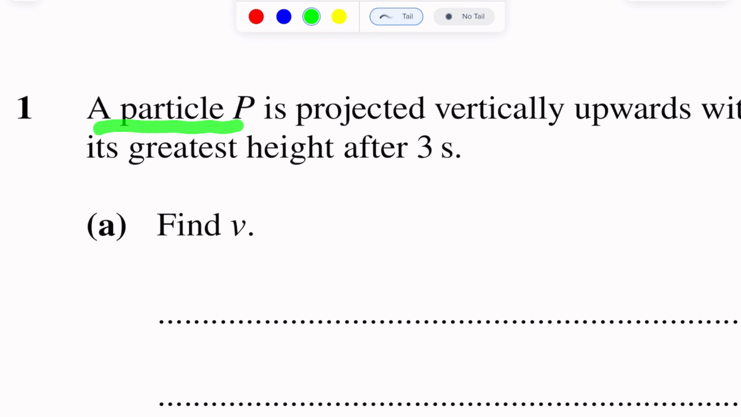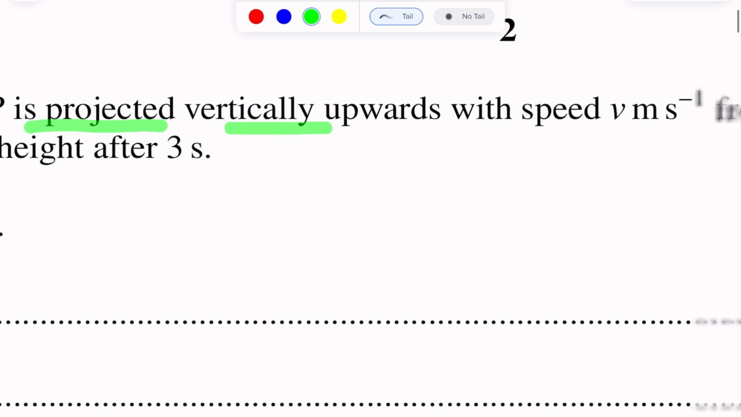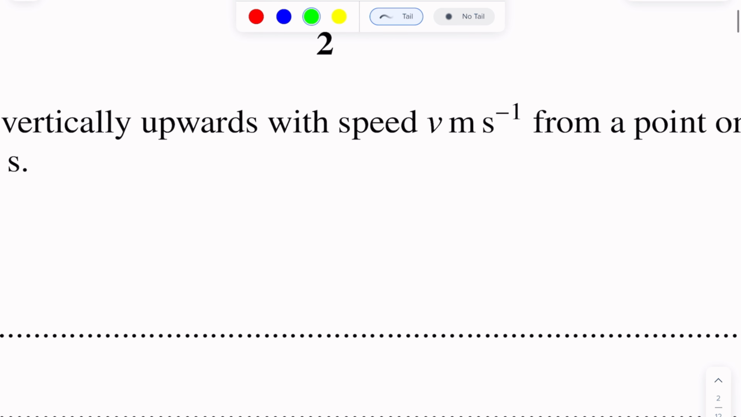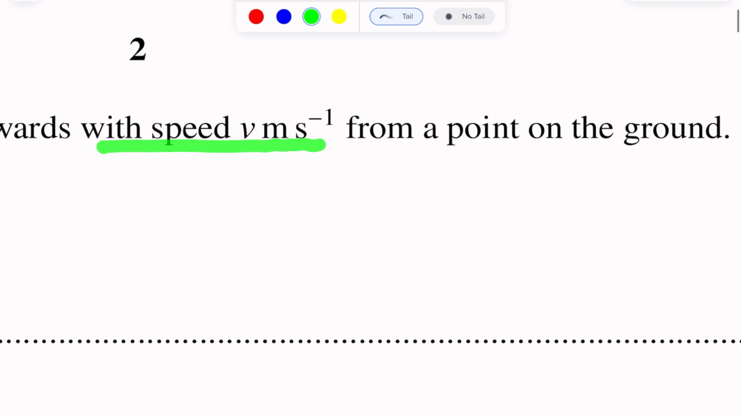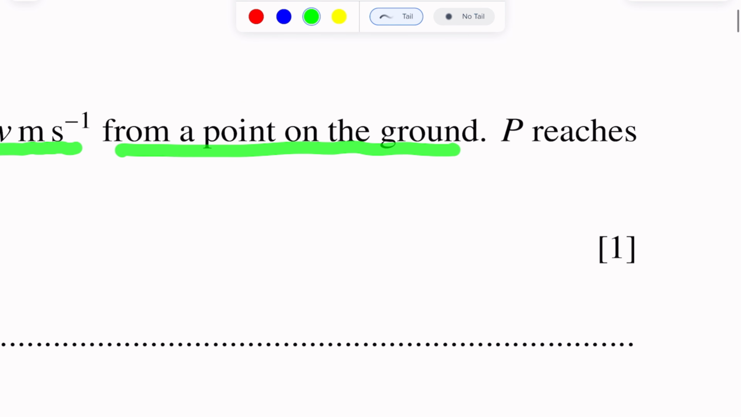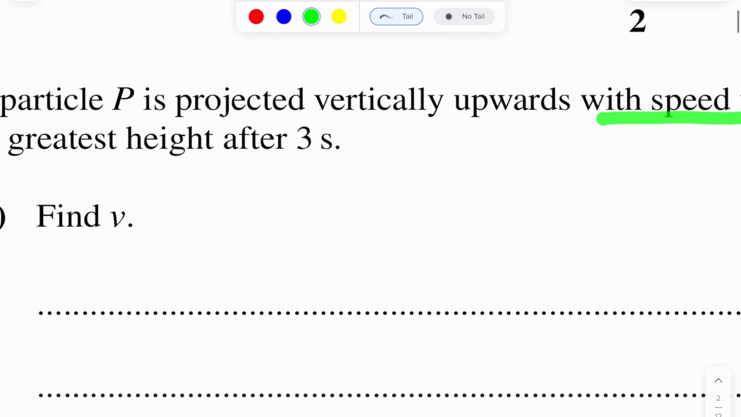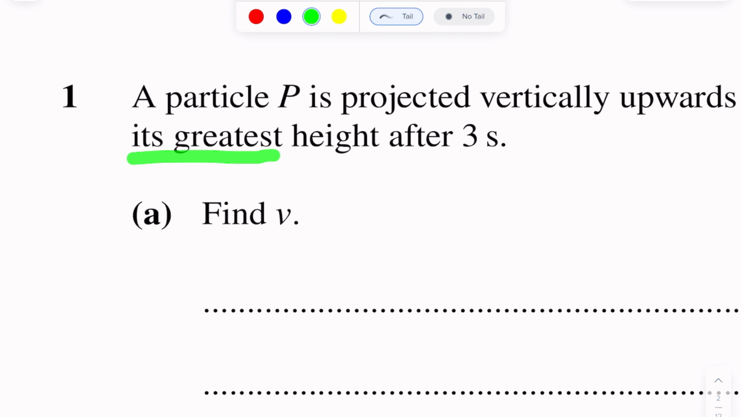Particle P is projected vertically upwards with speed v meter per second from a point on the ground. P reaches its greatest height after 3 seconds. Find V.